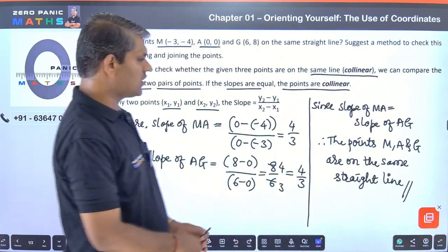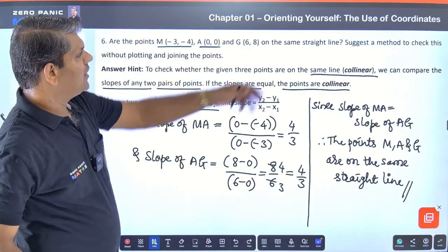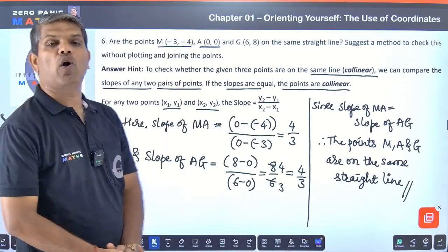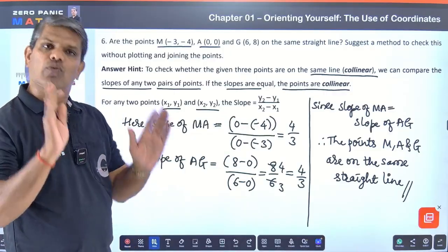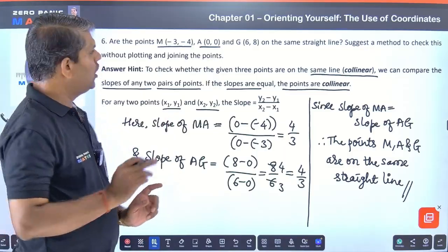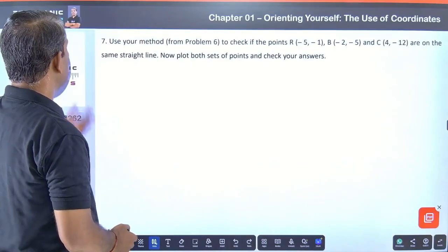Okay, so this is the suggested method to check whether the 3 points are on the same straight line without plotting them using a graph. Okay, understood this? Okay, let us quickly move to the next problem.